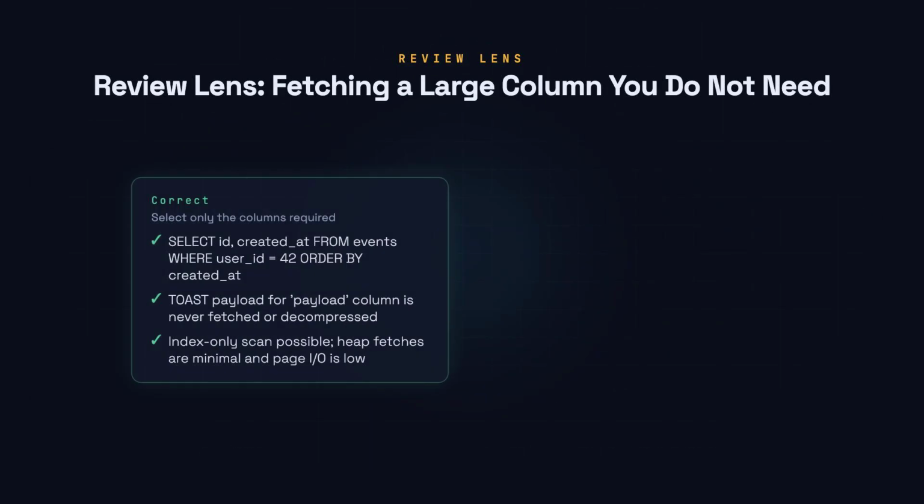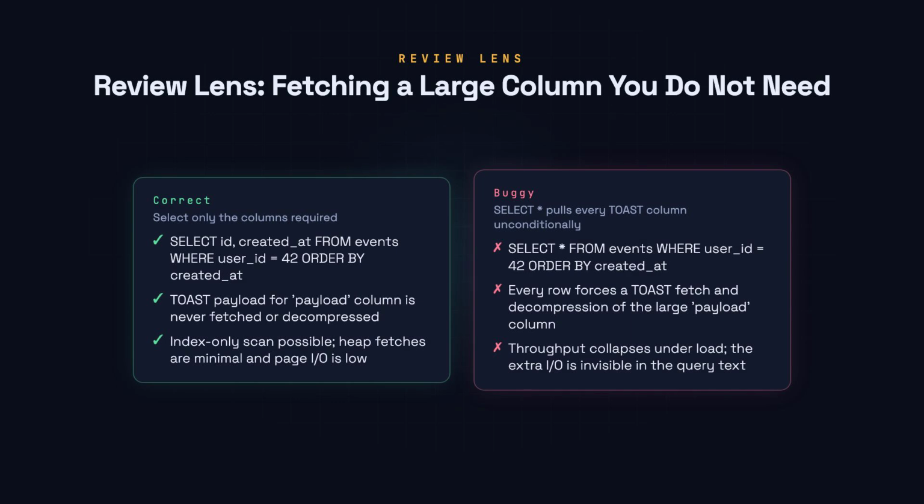The classic trap is a careless select star on a table with a large text or JSONB column. Even if your application ignores that column, Postgres must cross the heap into the toast table for every matching row. A reviewer should always flag select star when a wide toast column is present.